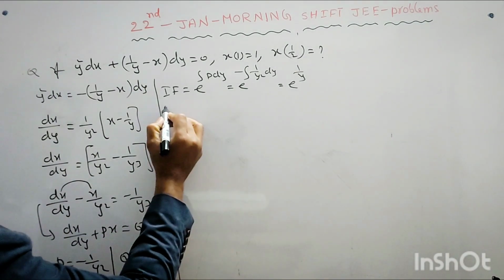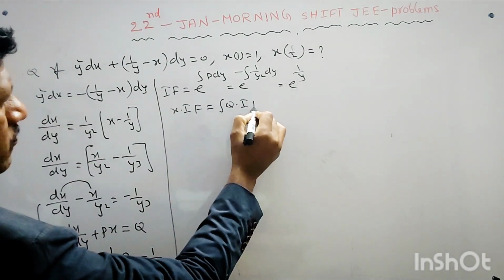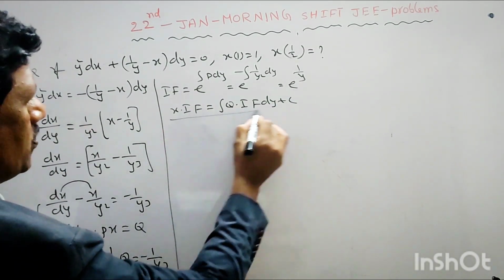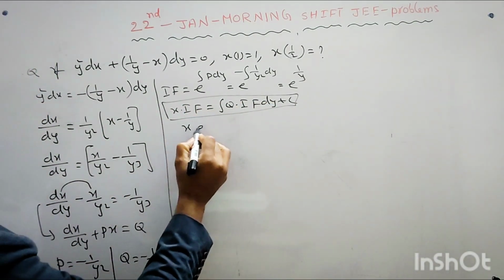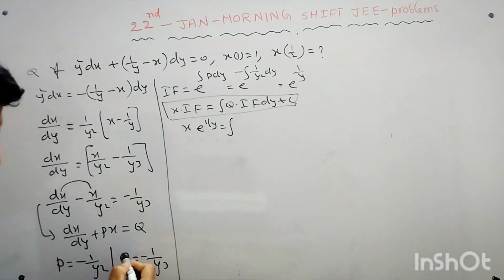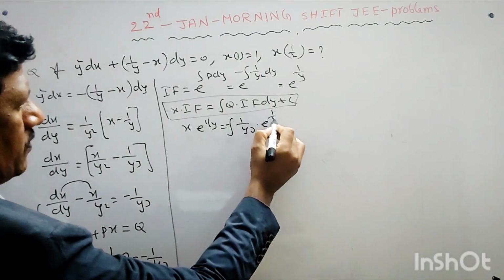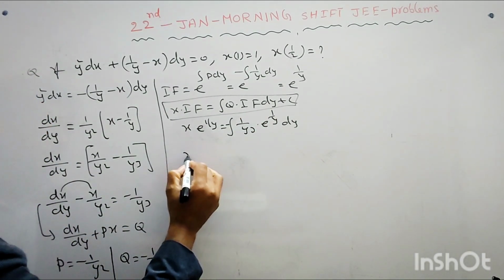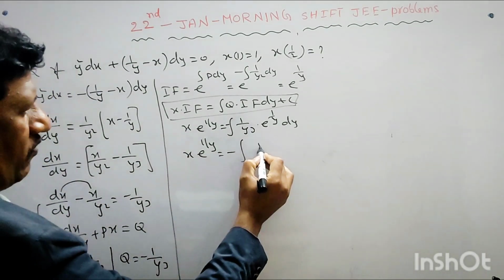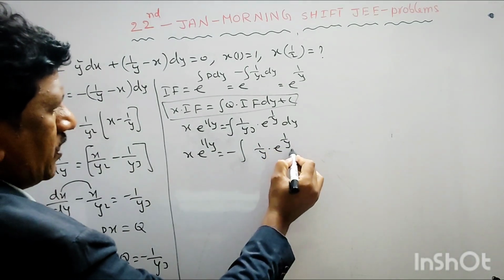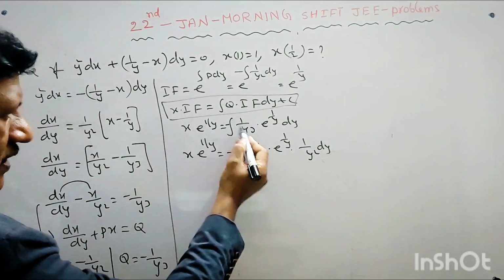Then what is the solution? The solution formula is x into IF is equal to integral of q into IF dy plus c. This is the solution for this linear equation. X into IF value e power 1 by y is equal to q value, minus 1 by y cube into e power 1 by y dy. I am going to write x into e power 1 by y is equal to minus of 1 by y into e power 1 by y into 1 by y square dy, because y square into y cube will come.